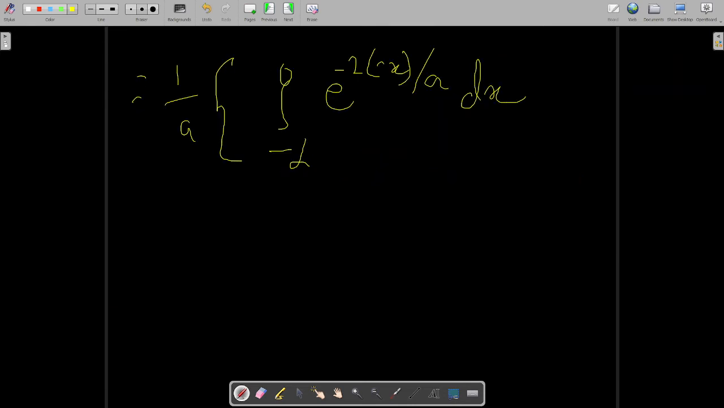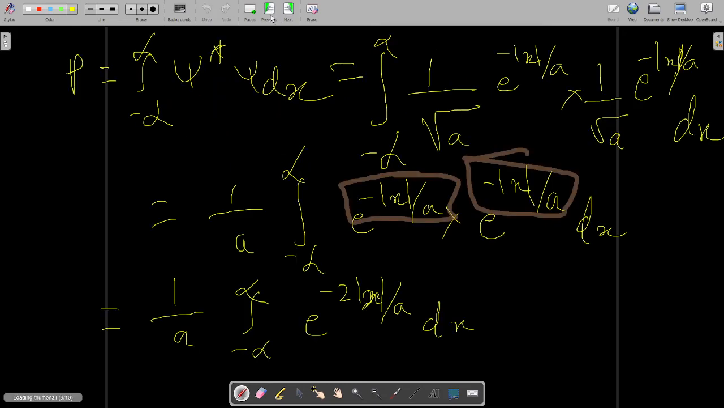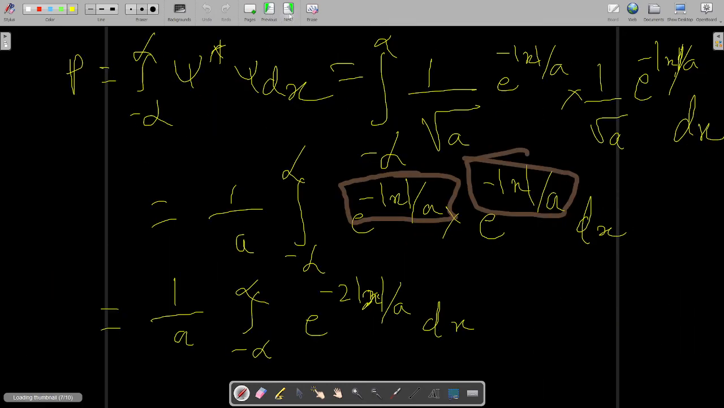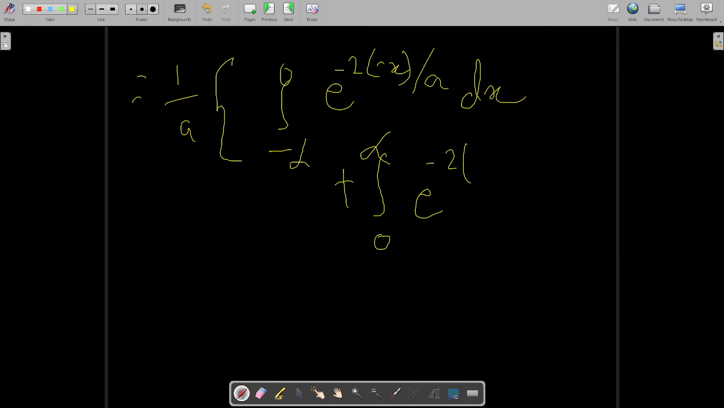And similarly, for 0 to alpha, e to the power minus 2 mod x was there. But for 0 to alpha the situation is the positive region, so you will open it with plus x, divided by a, and this will be dx. And eventually this will close your bracket.